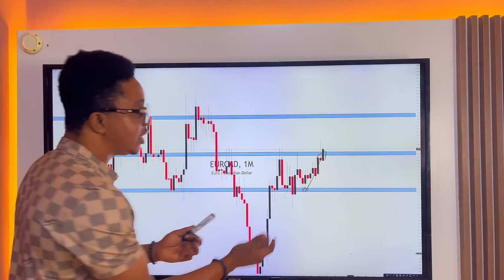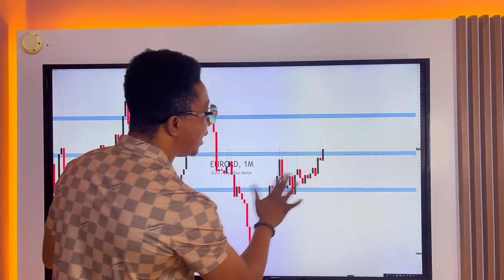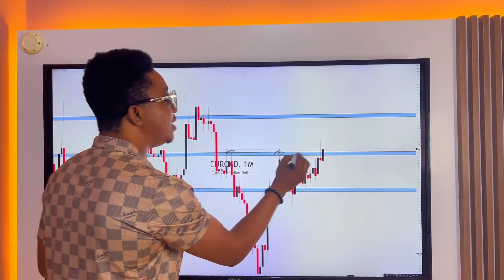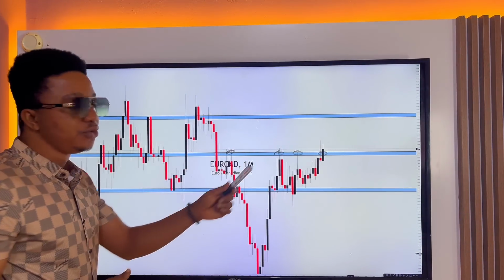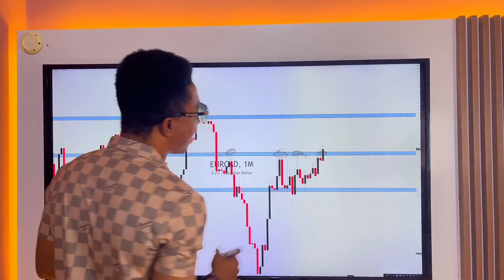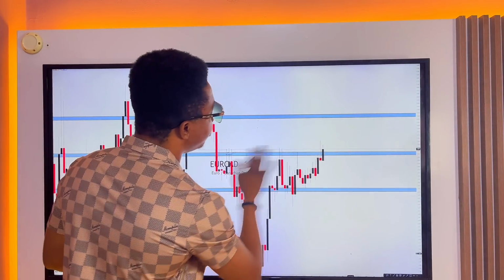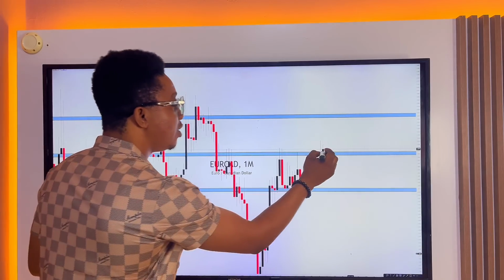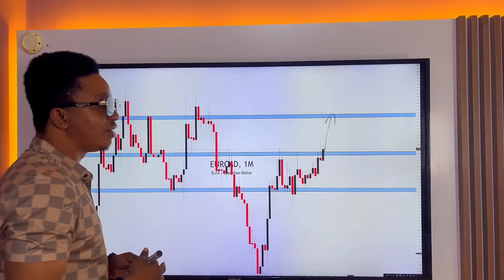And then price did not just make a push to the upside, but it broke above the monthly resistance level. So if you look very closely at the monthly time frame, you are going to notice that price has been able to break above this level. Now, once you have been able to break above this level, where do we go next? We go to the next resistance level above.